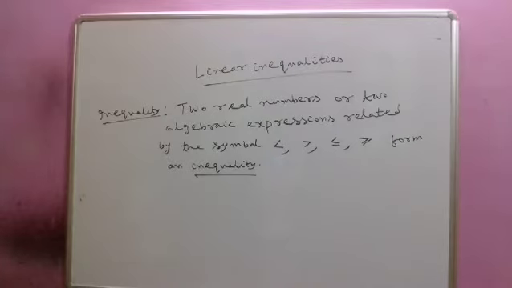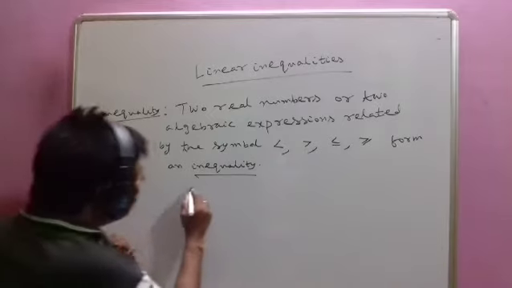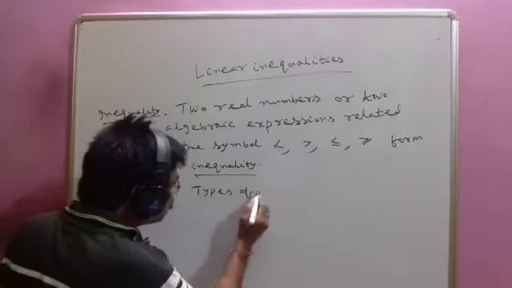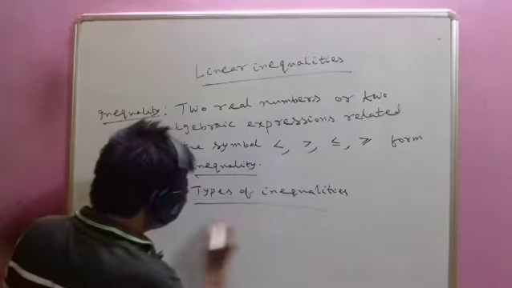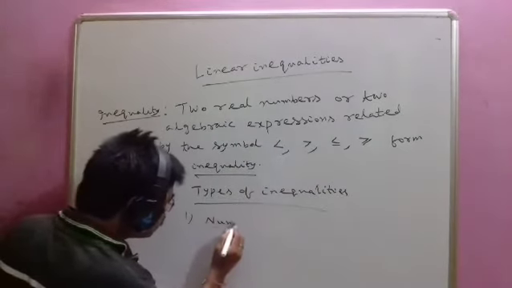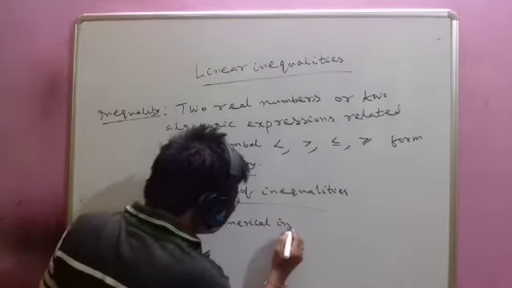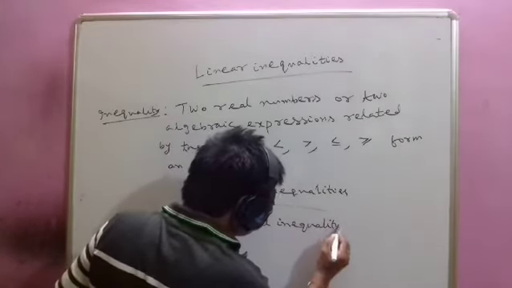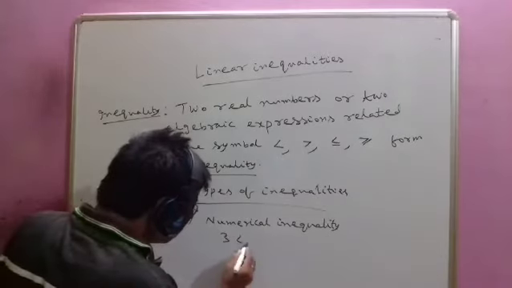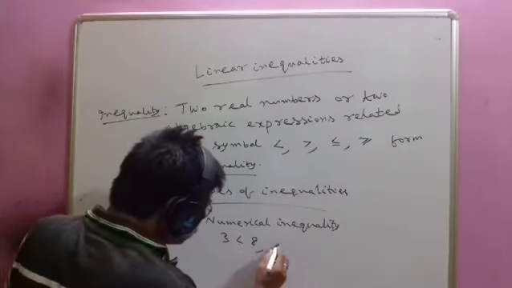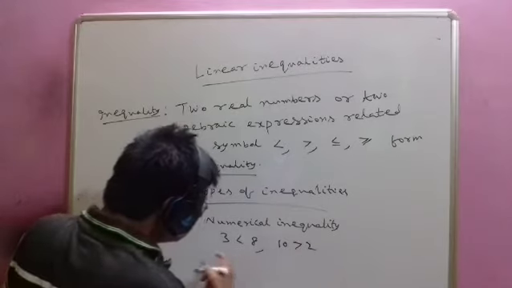Let us discuss what you mean by numerical inequality and what you mean by literal inequality. So write the types of inequalities. Number one, numerical inequality. Numerical inequality means the numbers are there. Suppose I say 3 less than 8. This is a numerical inequality. Or I can say 10 greater than 2. These are numerical inequalities.